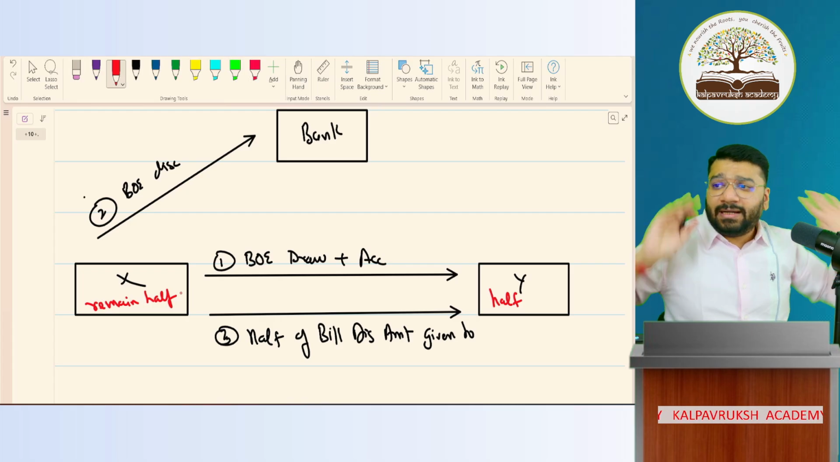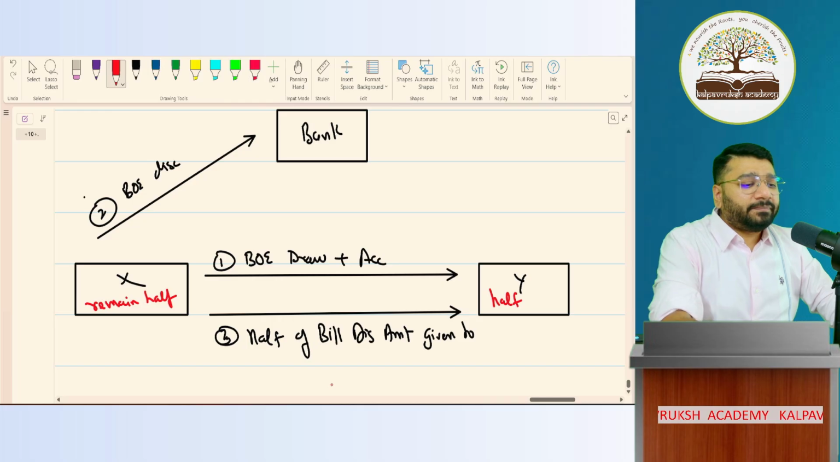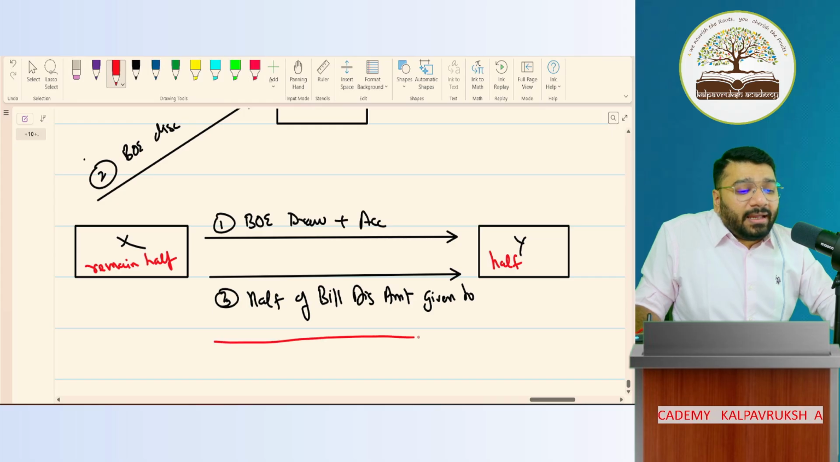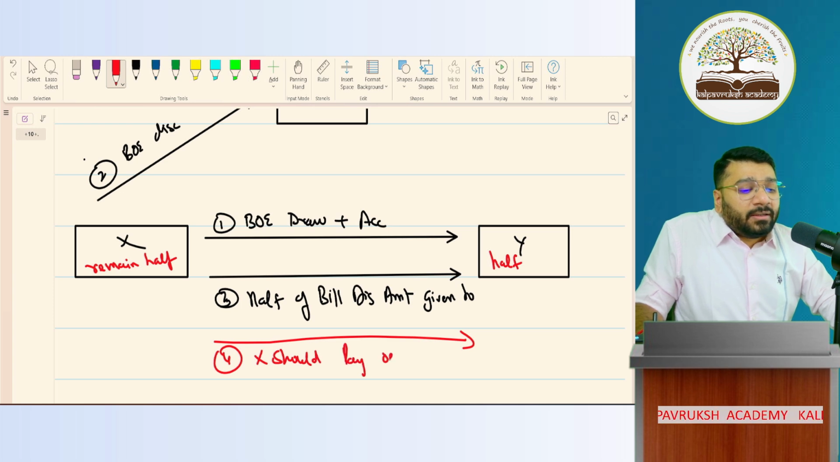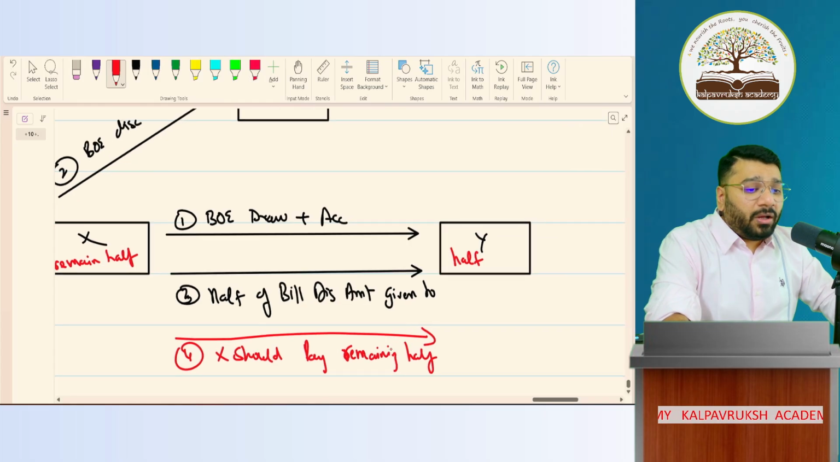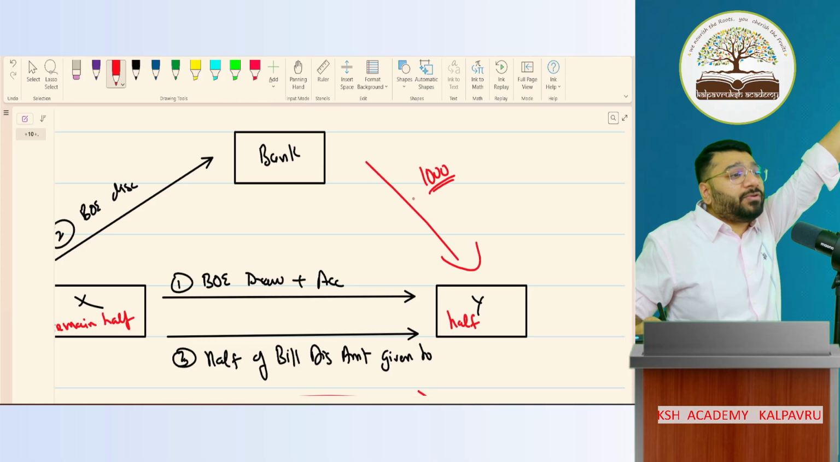Like that how many months went? 3 months went. On the maturity date, what should happen? Sir, X should hand over the remaining amount. For the fourth transaction, X should pay remaining half to Y. Yes or no? Yes. Why? Because on the maturity date, bank will produce the bill for 1000 rupees and Y has to make the full payment of 1000 rupees.